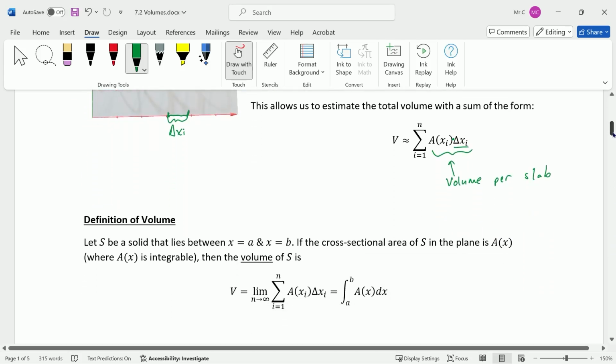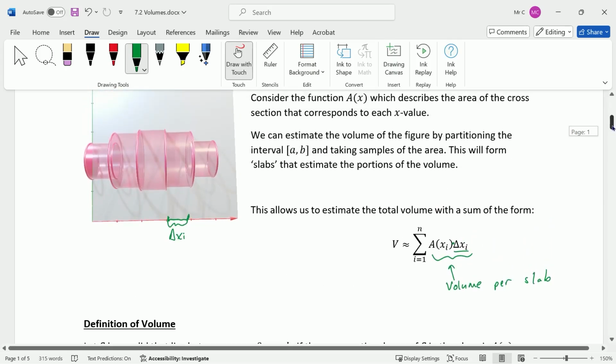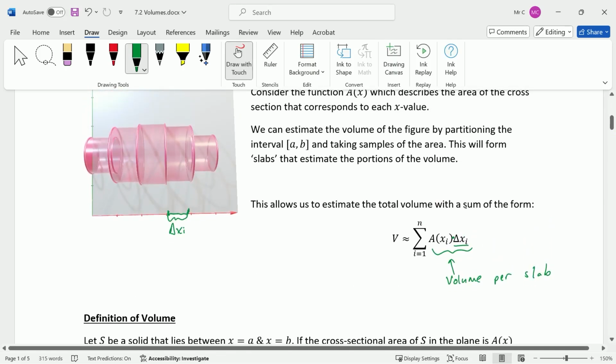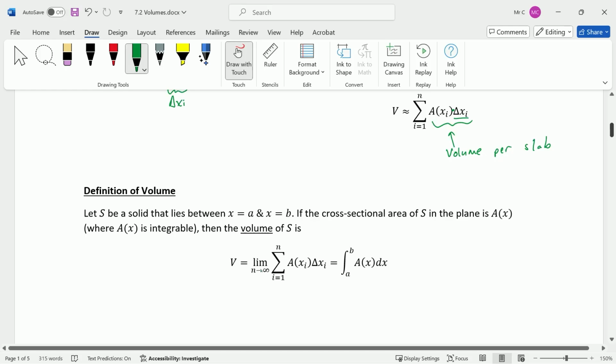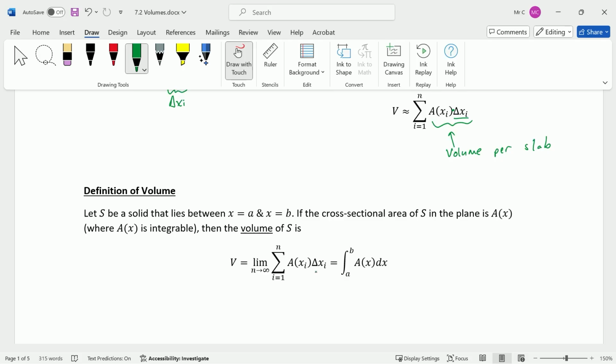And then, as is natural, as we've done with other definitions involving integration, we say, hey, if I want the actual volume, I take the limit as the number of the approximating terms, in this case, these slab volumes, goes to infinity. And so that limit as n goes to infinity of the sum from i equals 1 to n of A of x sub i, delta x sub i, is by definition the volume. And of course, we know that the definition of the Riemann integral means we can write this as the integral from a to b of A of x dx.